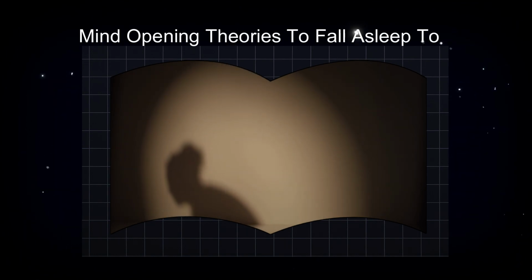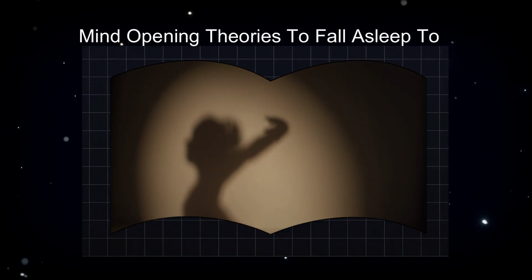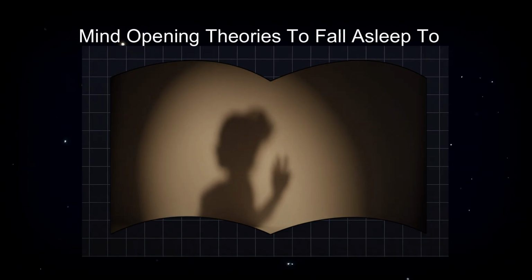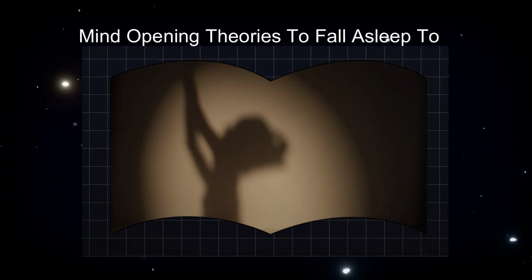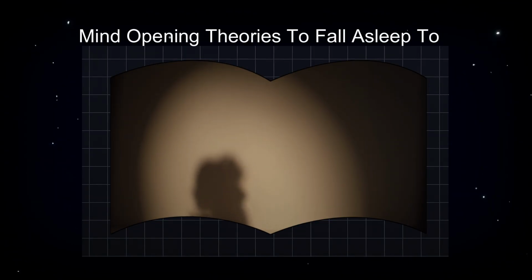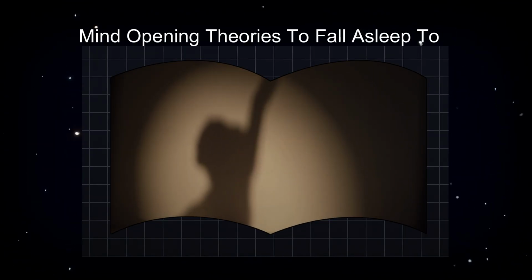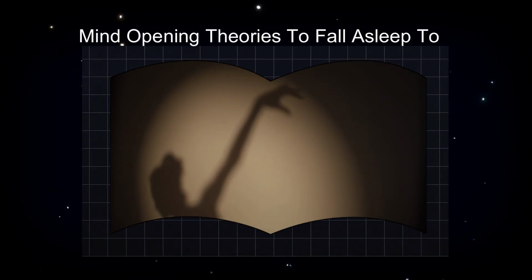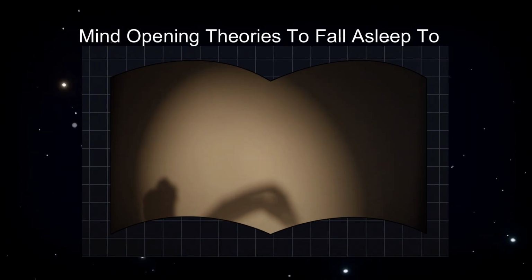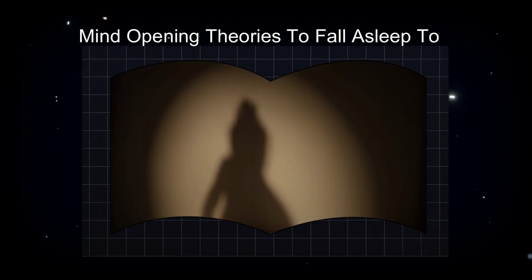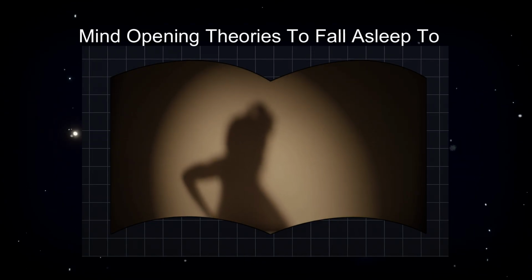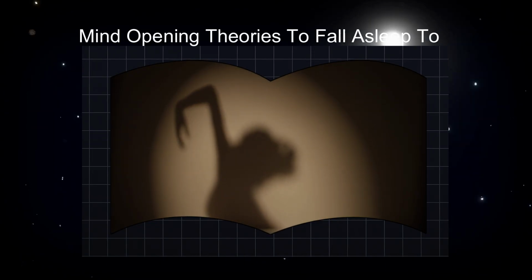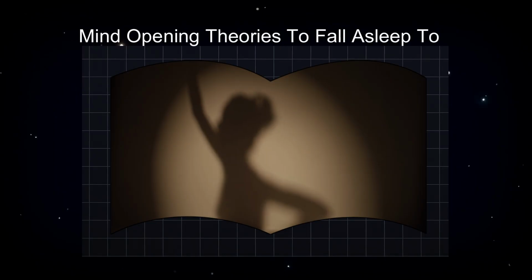Morphic resonance even hints at a deeper interconnection between all life, that habits, instincts, and even thoughts might echo across time and space, not just within individuals, but within the entire web of life. It's a theory that stretches the imagination but invites us to consider, what if memory isn't just stored in brains? What if it lives in the fabric of the world itself?